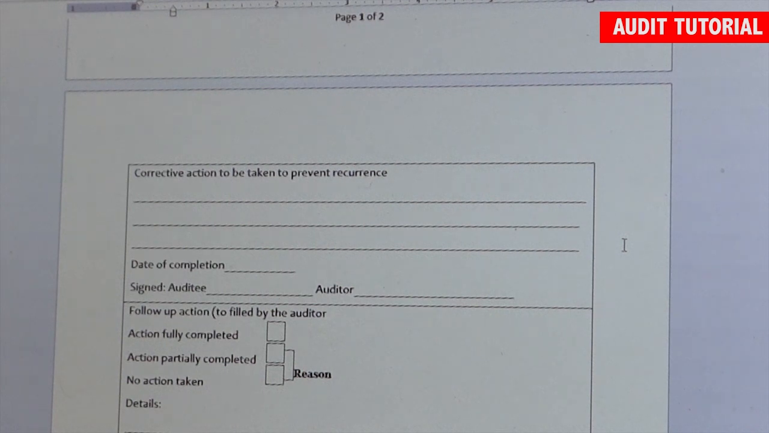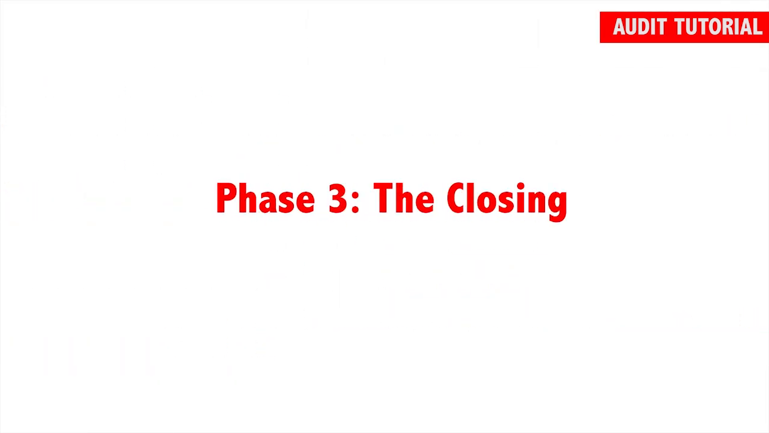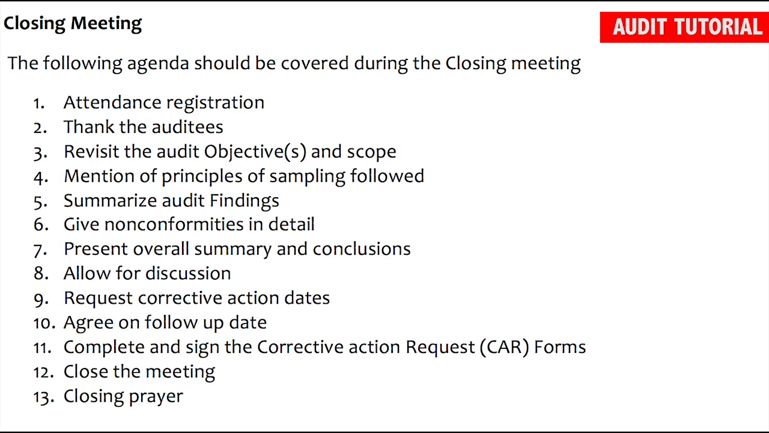Thereafter, we will walk as auditors into the closing meeting together with the auditee and their team, and the following should be covered as the agenda of the closing meeting. Taking attendance of those present. It will be important to thank the auditees. It's assumed that they'll have cooperated by this stage. Then quickly revisit the audit objectives and the scope of the audit, and then mention the principle of sampling that was followed. Generally, there would have been a bit of random sampling here and there.